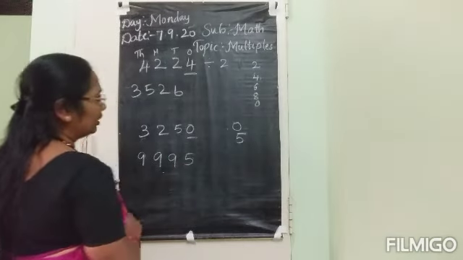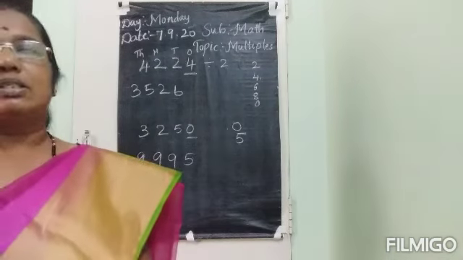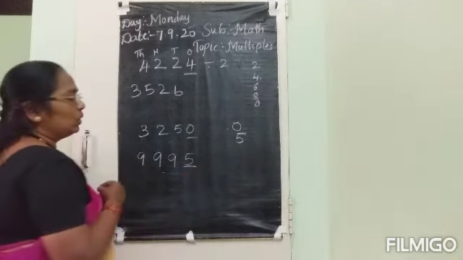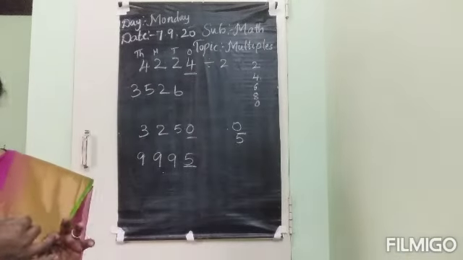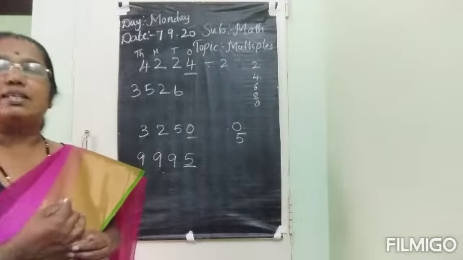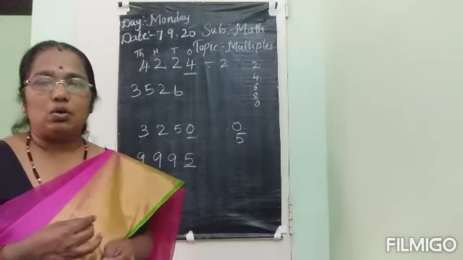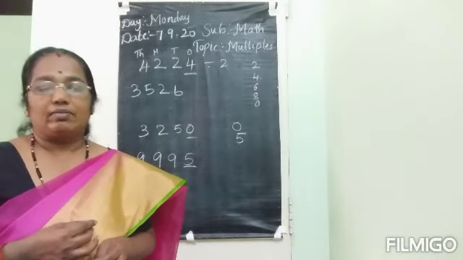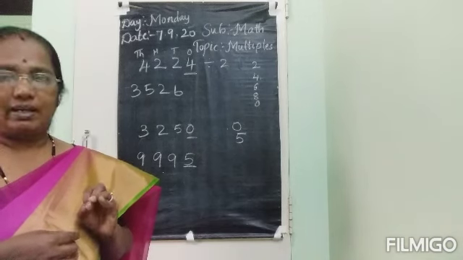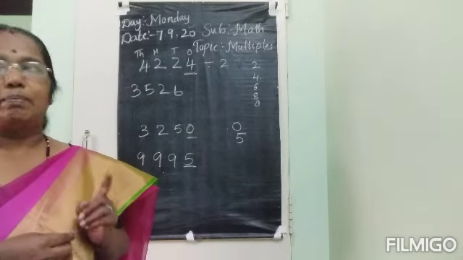Now if I tell you 9,995, is this divisible by 5? Yes, it is divisible by 5. Why? Because it has 5 in the ones place. So what is the test of divisibility rule of 5? If we have 0 or 5 in the ones place, then it is divisible by 5.